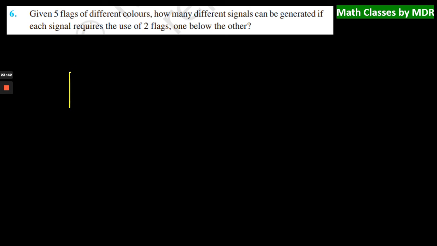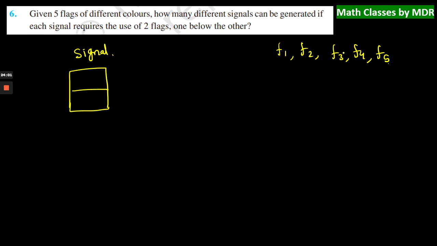So let us say at a signal, we have to take 2 flags, one below the other. There are total 5 flag colors available. Let's say F1, F2, F3, F4, F5. Each flag is of a different color. So let us fill one here. How many flags can I arrange here? I can arrange any one of these 5 flags. That means 5 ways I can arrange, right?